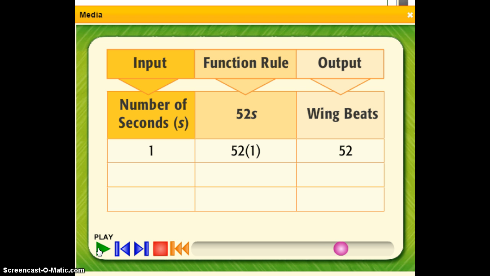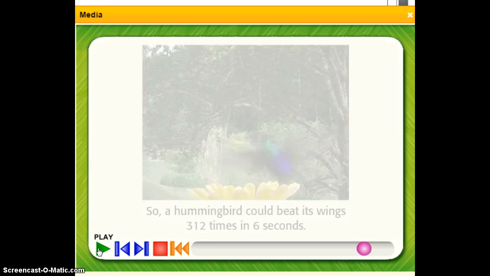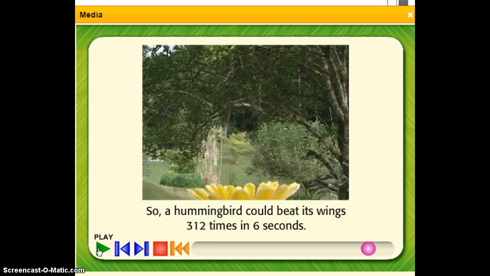Continue to complete the table for 2 seconds and 3 seconds. What expression would you write for 6 seconds? That's right, 52 times 6. So a hummingbird could beat its wings 312 times in 6 seconds. This is only one example of a function that represents a real-world situation. Can you think of others?